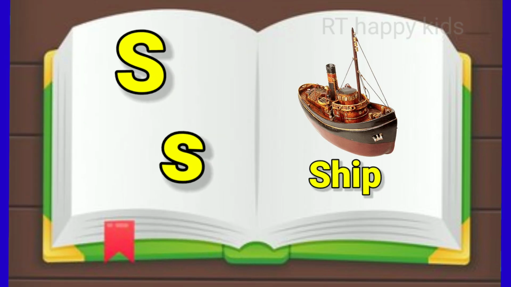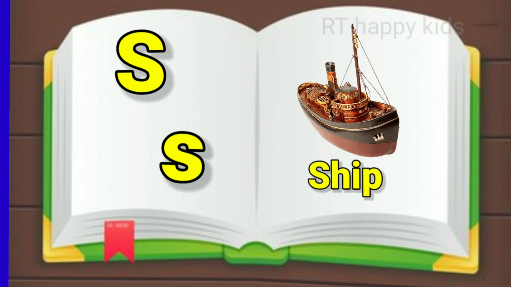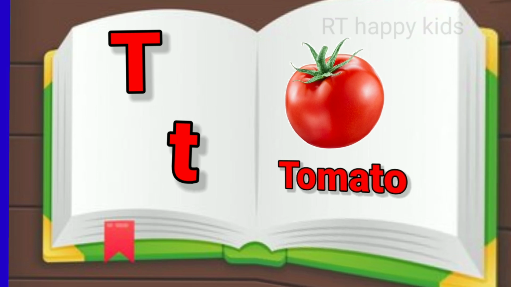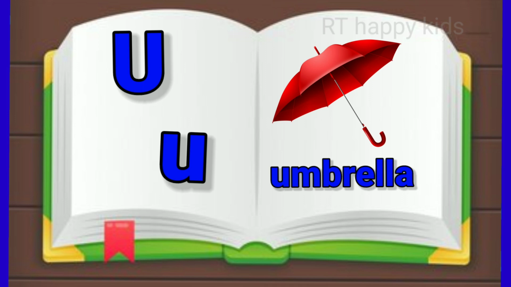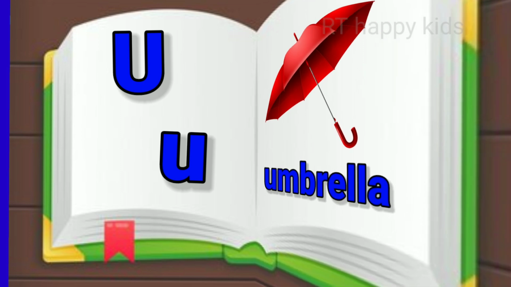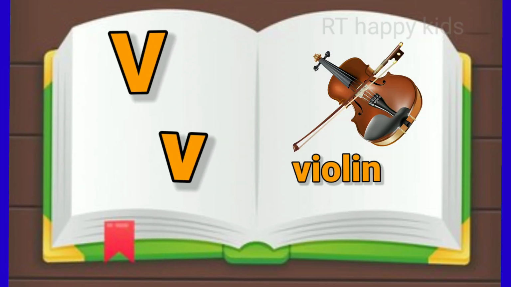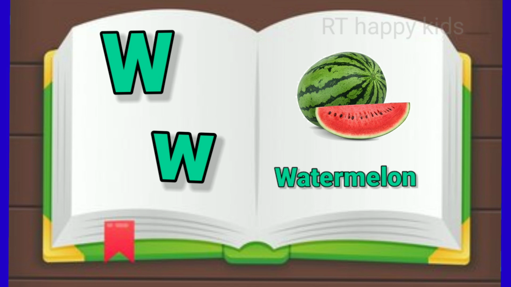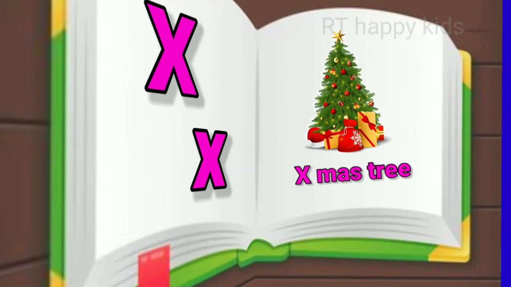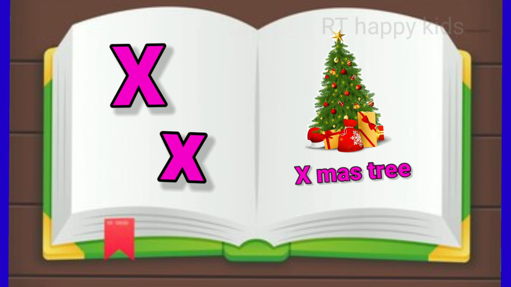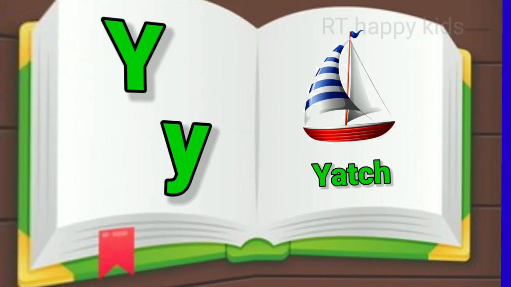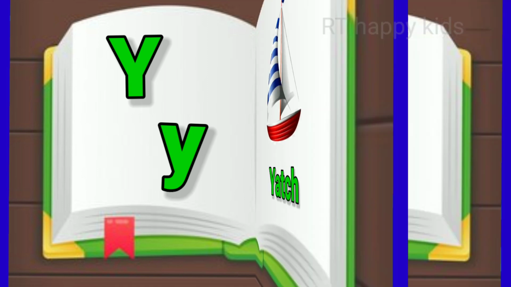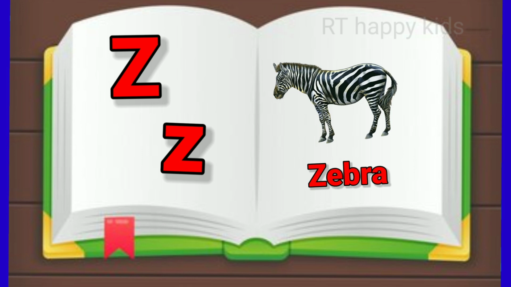S for ship. T for tomato. U for umbrella. V for violin. W for watermelon. X for Xmas tree. Y for yacht. Z for zebra.